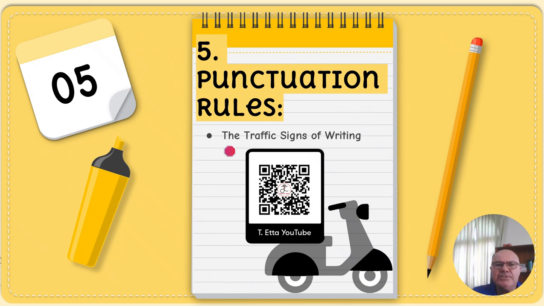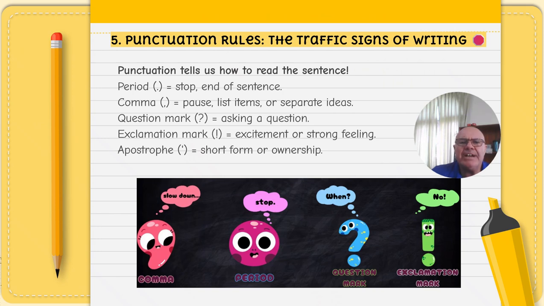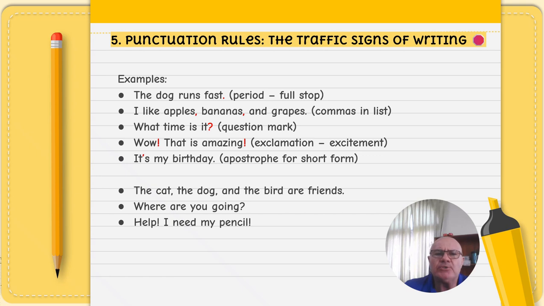Lastly, let's look at punctuation rules, the traffic signs of English writing. Punctuation tells us how to read the sentence. Period, that's a stop at the end of a sentence. A comma, small pause, to list items or separate ideas. Question mark is when you are asking a question. Exclamation mark, excitement or strong feelings. Apostrophe, short form or ownership. Here are a few examples for you.